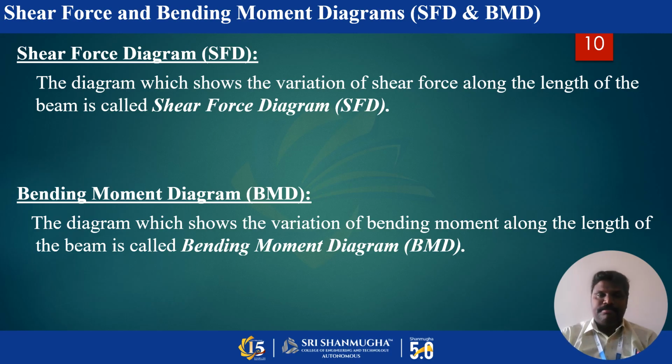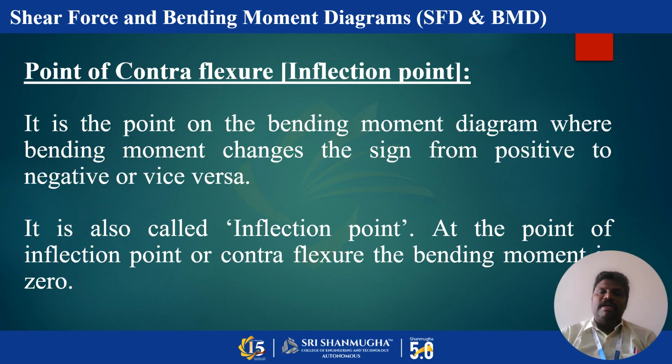Point of contraflexion is where the bending moment changes sign from positive to negative, or where the shear force value tends to 0 or the bending moment is maximum. It is called the point of contraflexion, otherwise called the inflection point. At a point of contraflexion, the bending moment value is 0. So where the bending moment changes its sign from positive to negative, or the bending moment value is 0, is called the point of contraflexion or point of inflection.